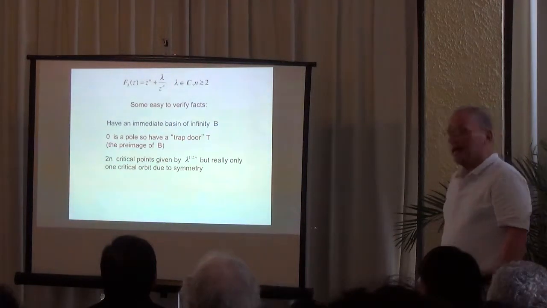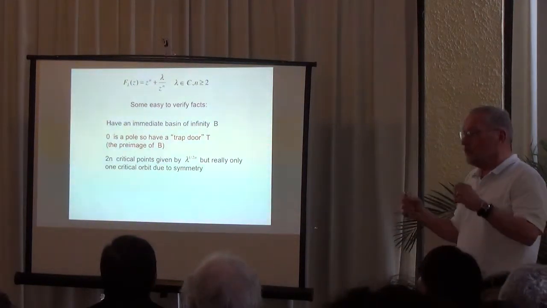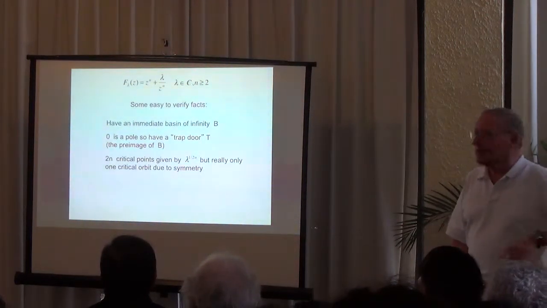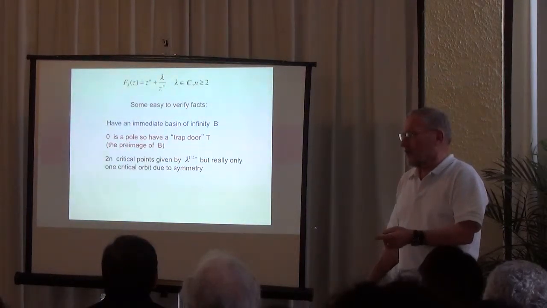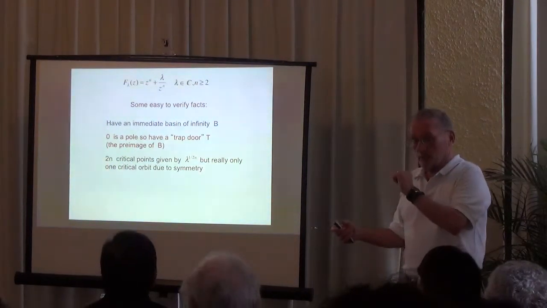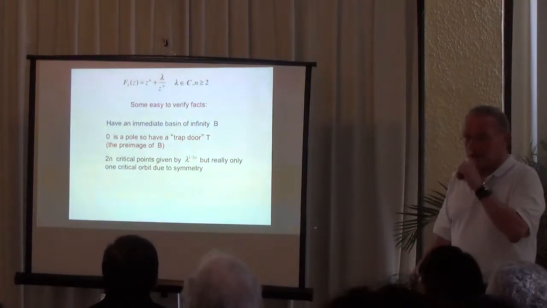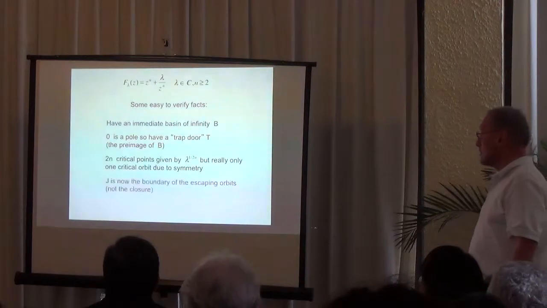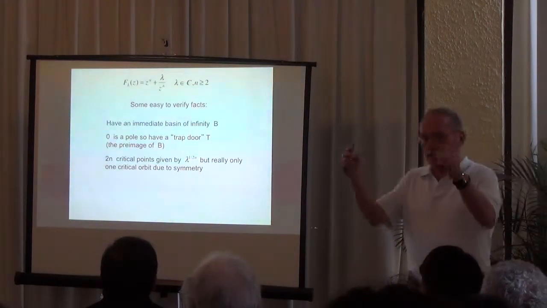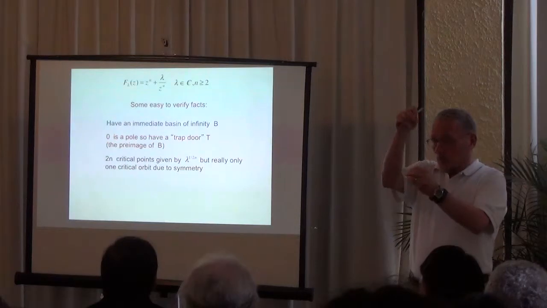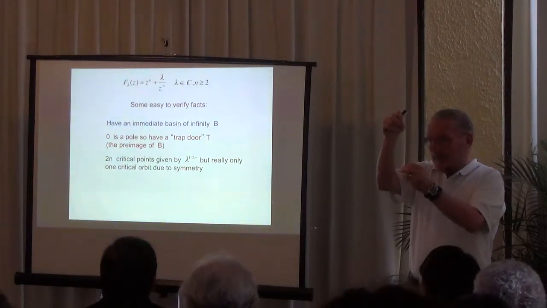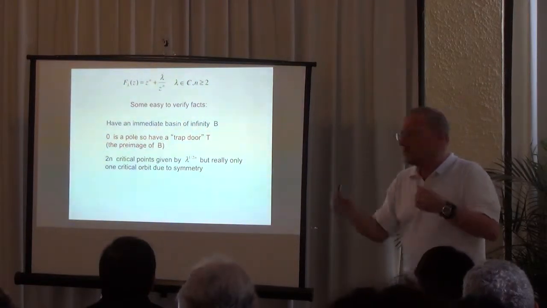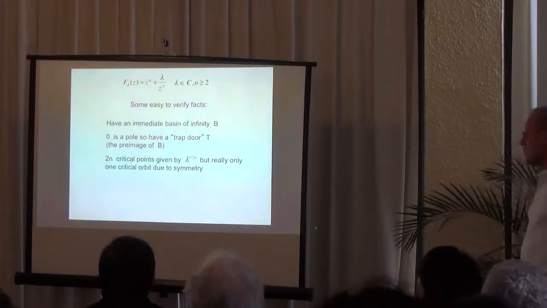Okay? And you can compute that there's 2n critical points given by lambda to the 1 over 2n. It looks like a huge number of critical points, not like quadratic polynomials where you have one, or the exponential where you have one. But in fact, there's really only one critical orbit due to symmetry. What I should say is these 2n critical points all map onto n critical values that either then map onto the same point or behave symmetrically. So essentially, we really have only one critical orbit, given the symmetry.